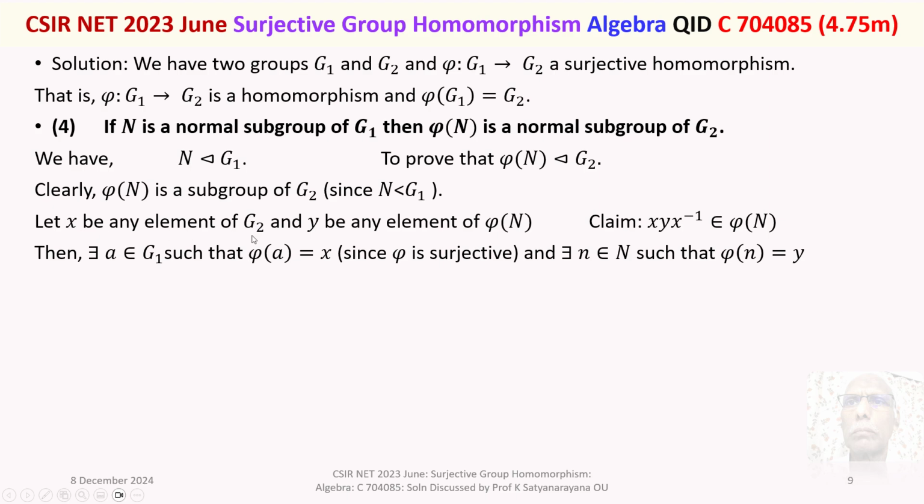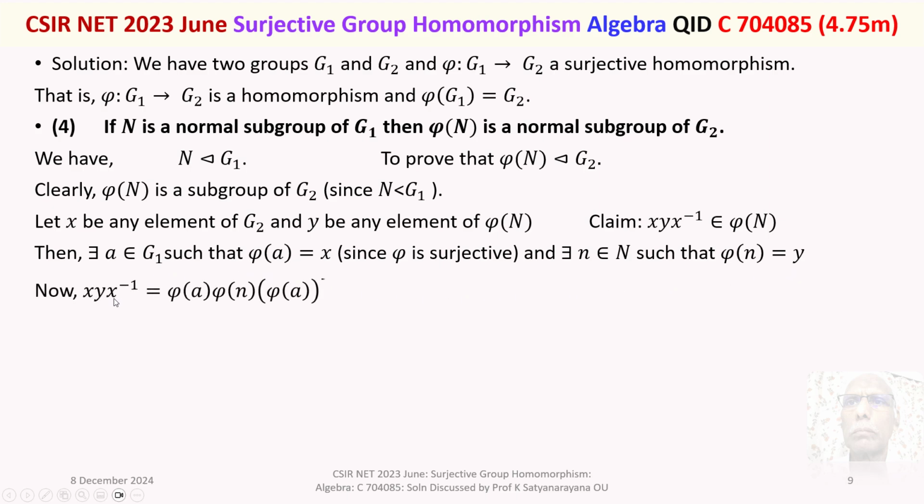Now, x is any element of G2, which means it has a pre-image because phi is surjective. There exists a belonging to G1 such that phi of a is equal to x, because phi is surjective. And y belongs to phi of N means there exists n belonging to N such that phi of n is equal to y. We are not using surjectivity here. We are taking an element of phi of N, therefore there is an element n belonging to N such that phi of n is equal to y.